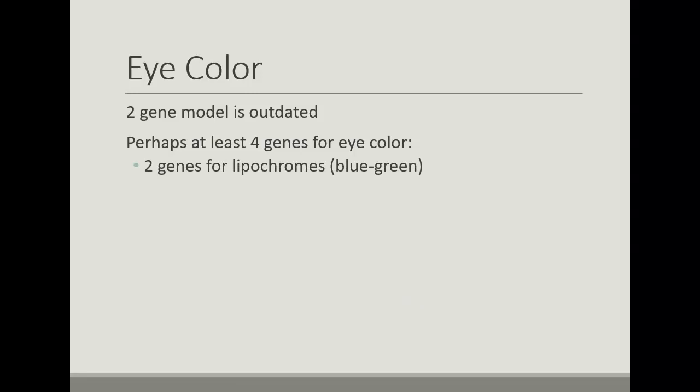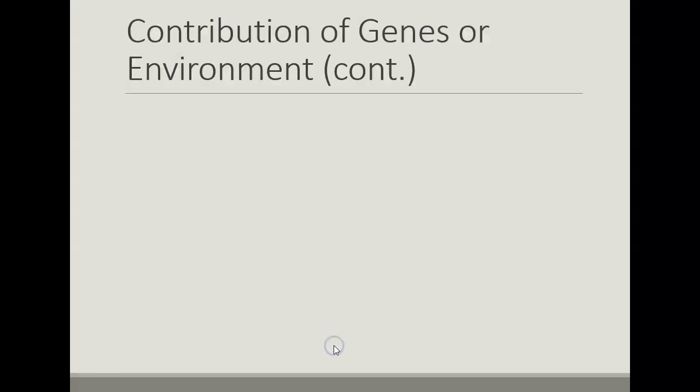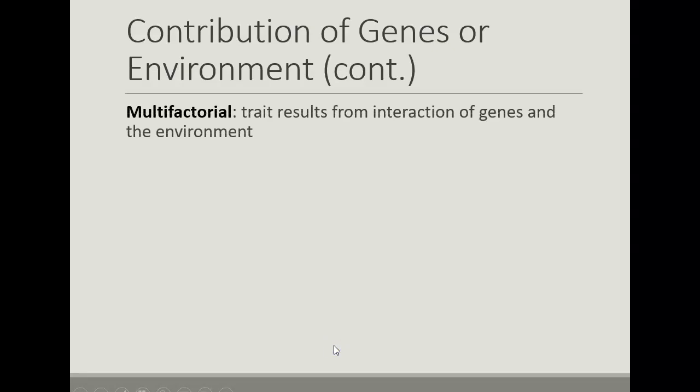2 of those genes produce colors called lipochromes, which are the blue-green, and 2 genes produce melanins. Melanins are brown. And there could potentially be more. We know, for example, that in mice, there are 60 different genes involved in eye color. So, again, there could very well be many more models here, but for the most part, this 2-gene model is a kind of generality of what we look for when we look at inheritance patterns of a polygenic trait. All right, so moving on.